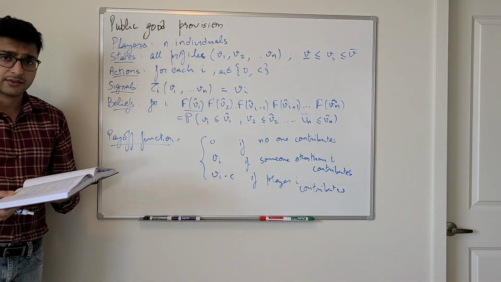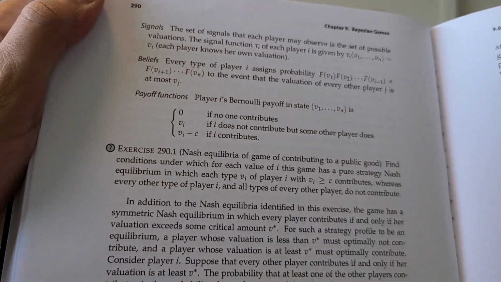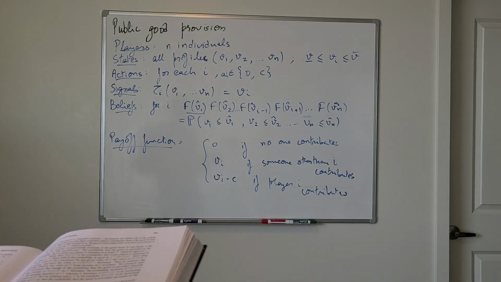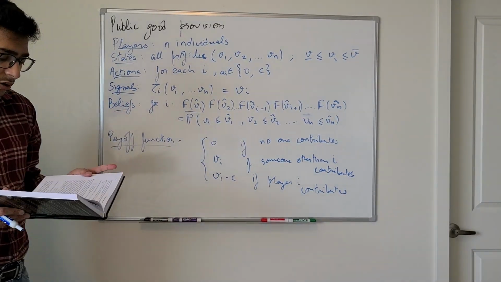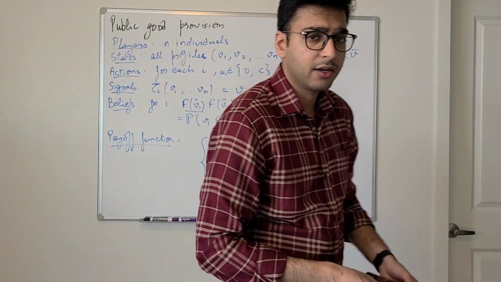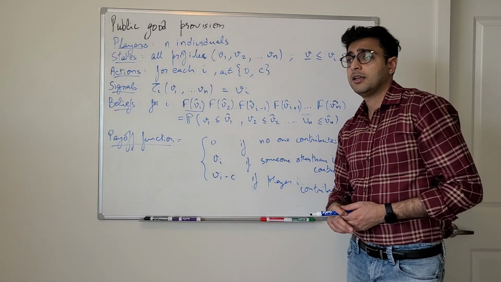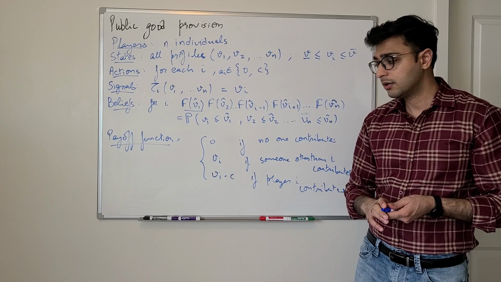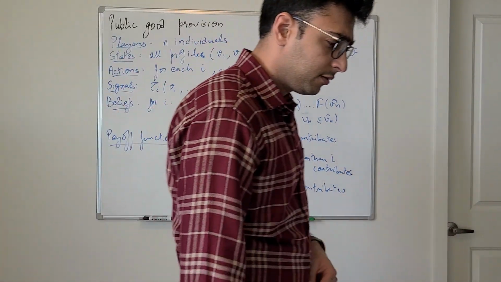So now we try exercise 290.1. Let's see if you can see it here. Okay. The idea behind this is to find the conditions under which player I always contributes when player I has a valuation Vi greater than or equal to C, but nobody else ever contributes, and player I doesn't contribute when player I has a valuation that is less than or equal to C. So I'm going to erase this.